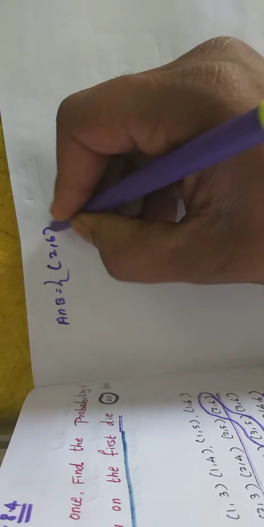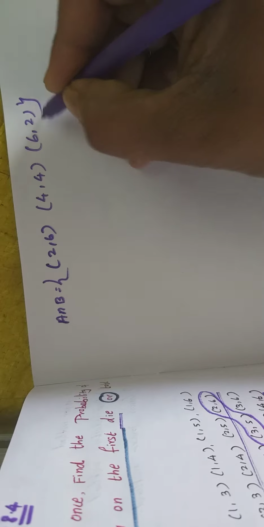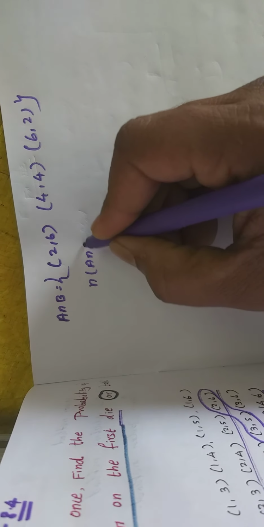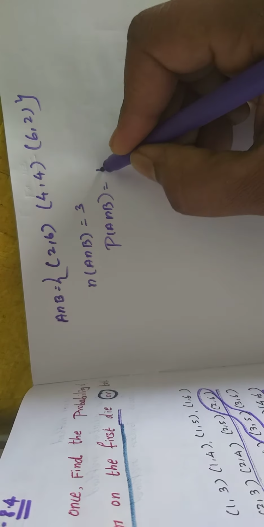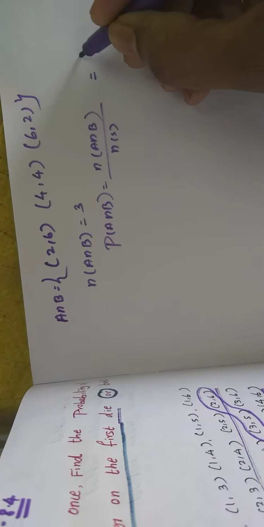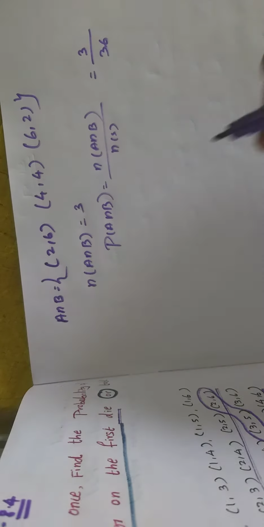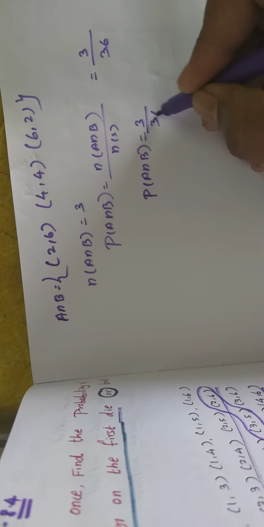Therefore, 2, 6, 4, 4 and 6, 2. Therefore, n of A intersection B equal to 3. P of A intersection B equal to n of A intersection B by n of S, 3 by 36. Okay. Therefore, P of A intersection B equal to 3 by 36.